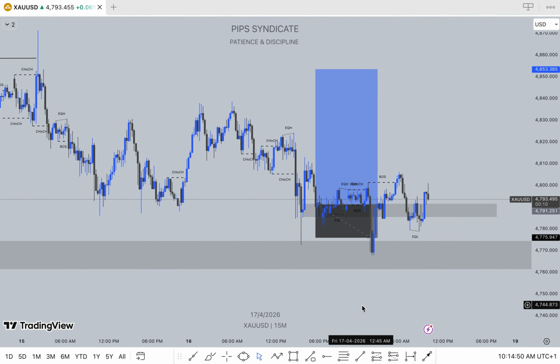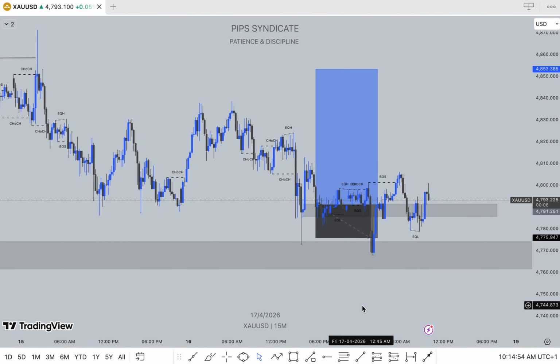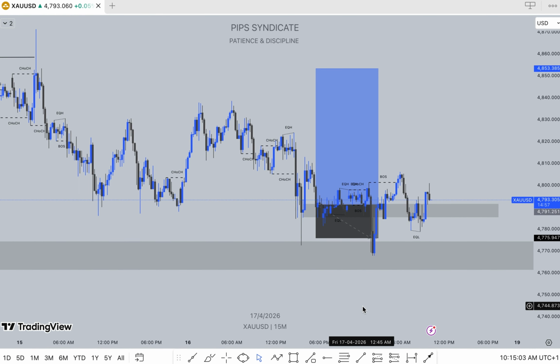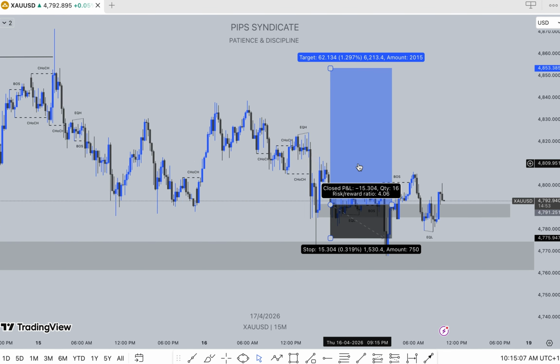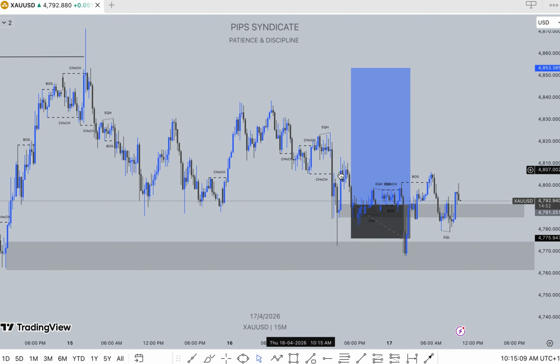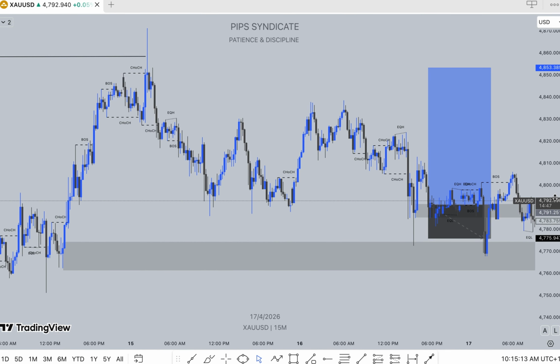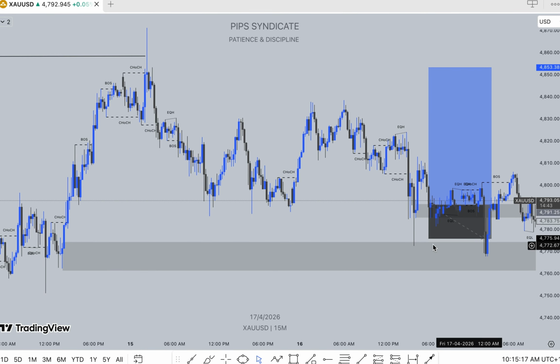Today I'll be breaking down a trade I took on gold that ended up in a loss. This is exactly the kind of trade I need to document so both you and I can learn from it. So first of all, this is my 15-minute time frame. I will walk you through how I spotted this trade, what the reason behind the trade was, and how I got into this trade.